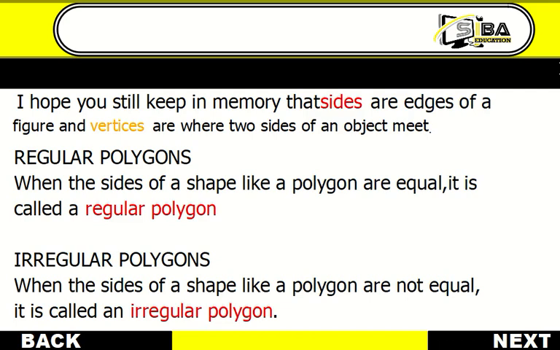Now, let's compare that with irregular polygons before we go to some diagrams to compare the two. So let's pause here and go to irregular polygons. What are irregular polygons? When the sides of a shape like a polygon are not equal, it is called an irregular polygon. It means the lengths of the sides are not the same. So they are not regular. And in mathematics, when something is not regular, we say it is irregular. Very good.